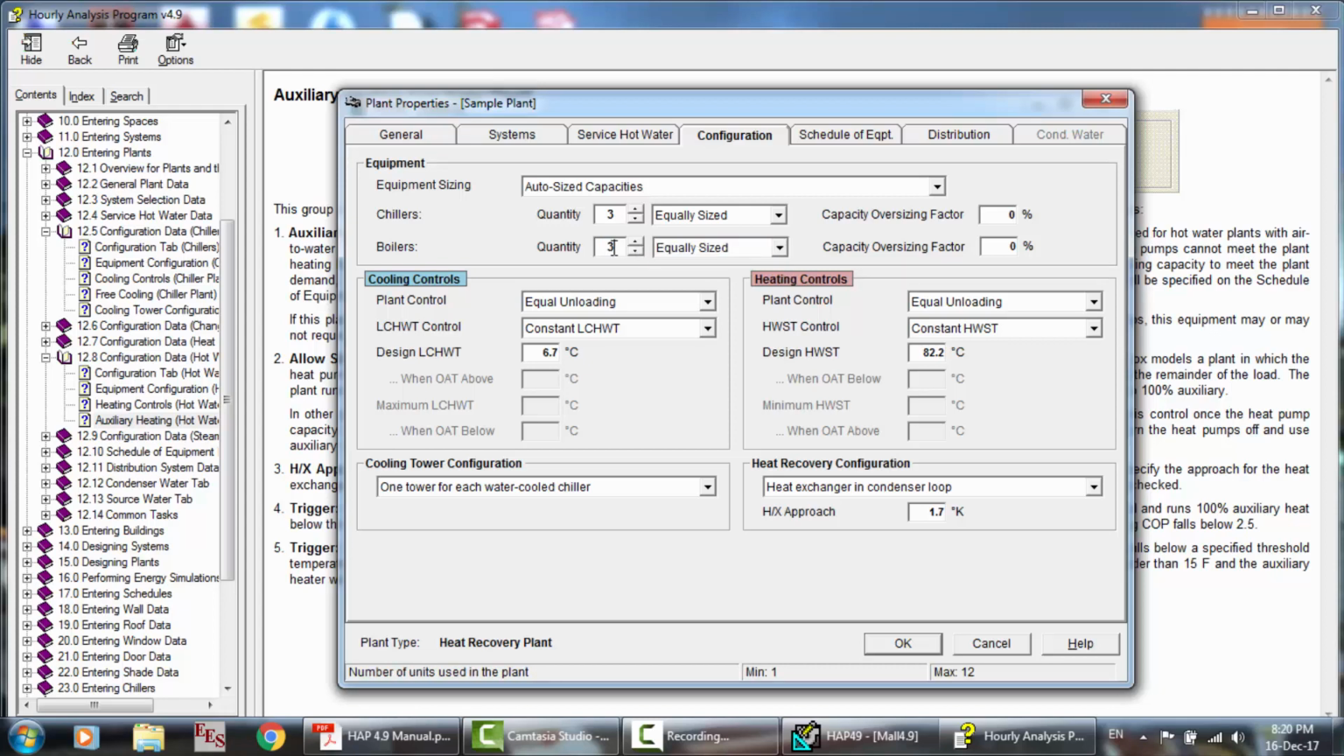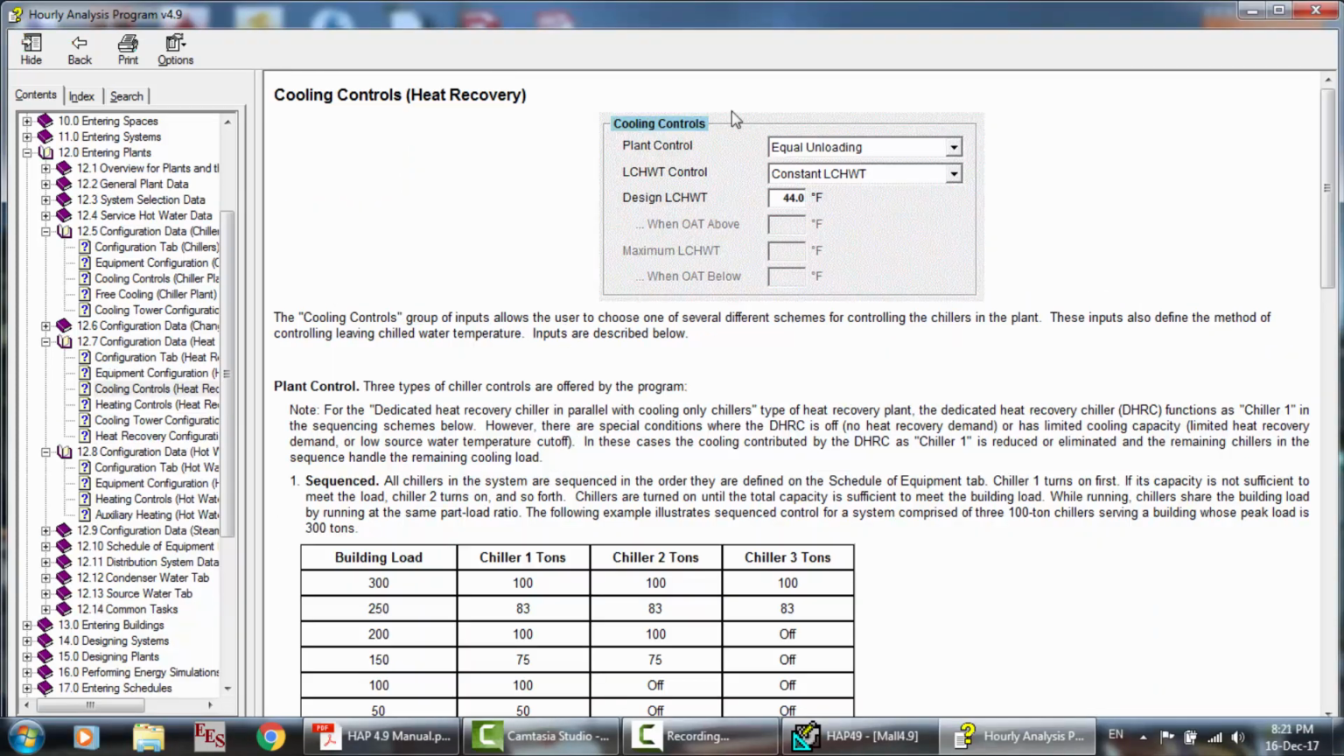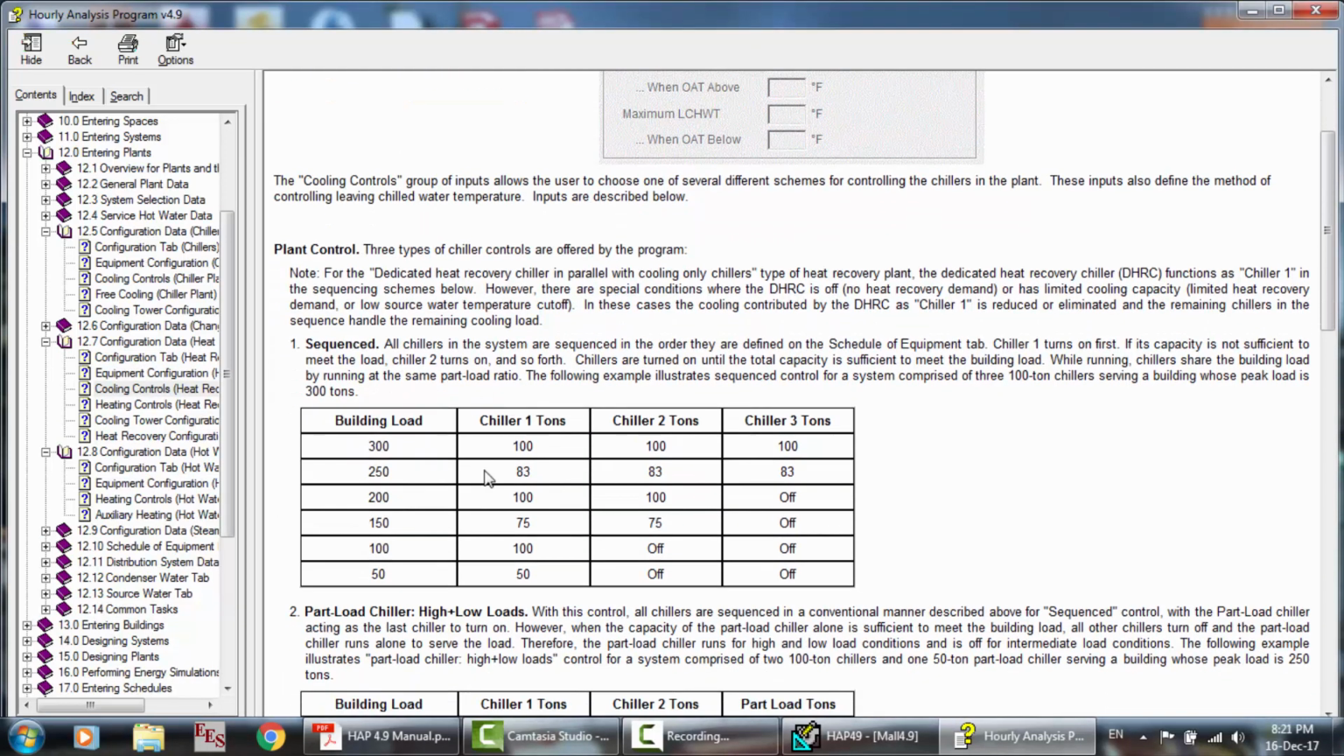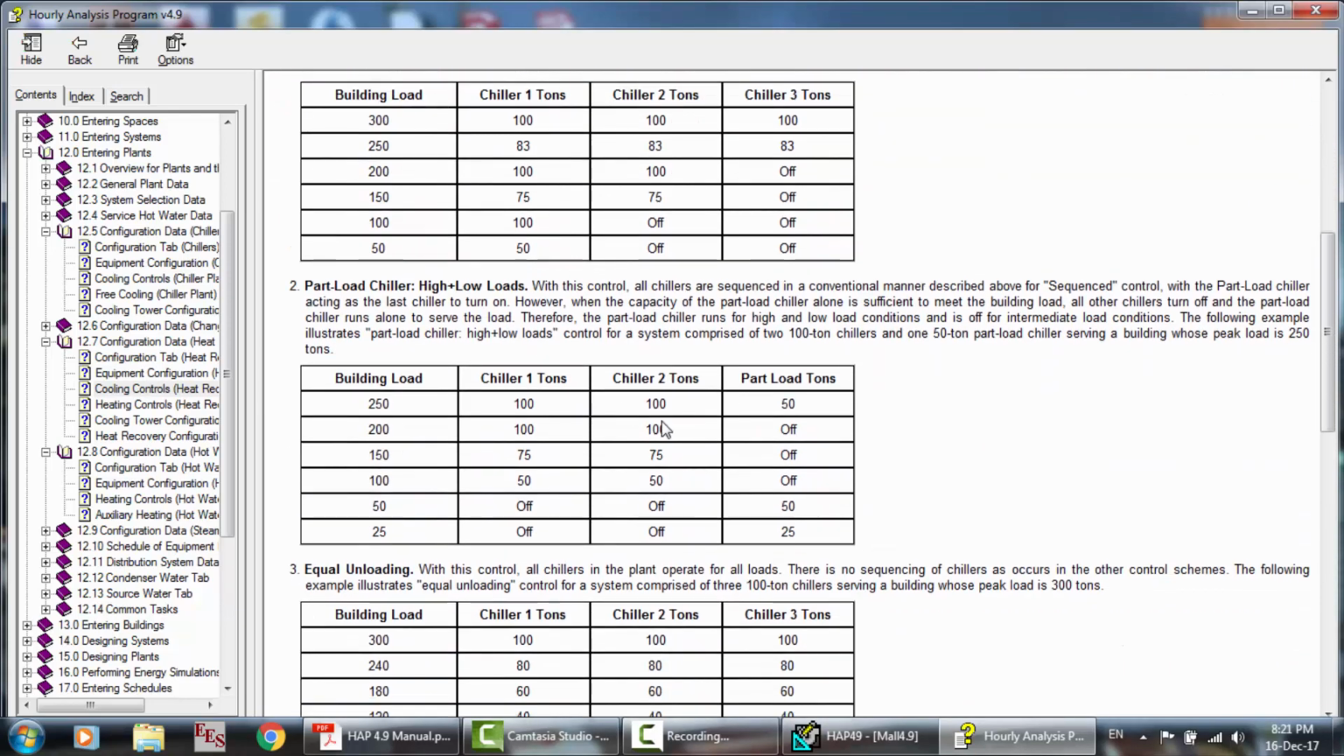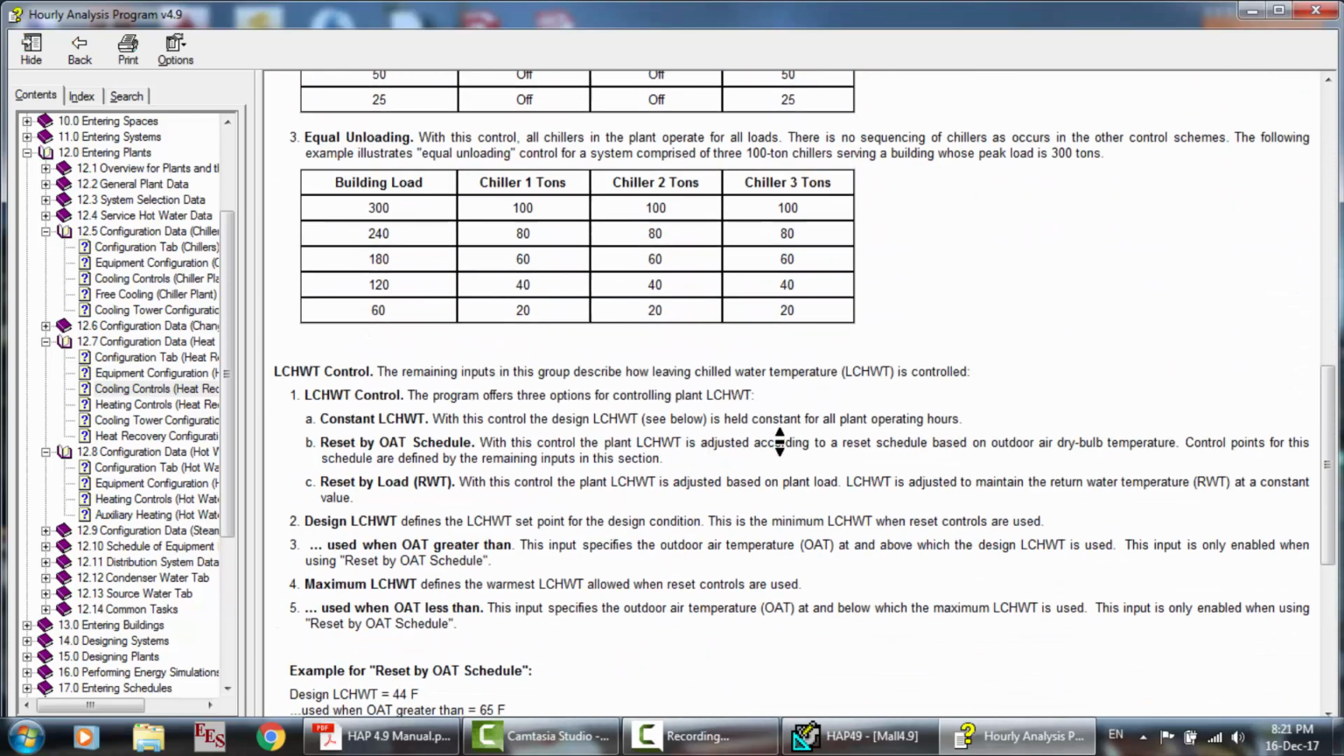Make it 3, the same. And here are the cooling controls and here the heating controls, the same like we said, and also you can check it out from F1. Okay, 300, 100, 100, 100, and also this exactly. So you can check out these things in detail if you want. I think this is the same thing.